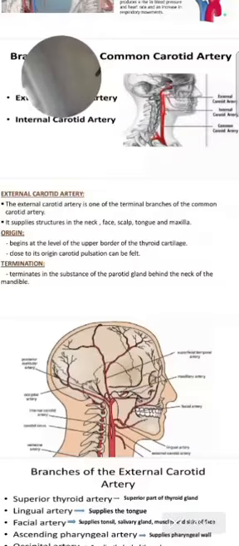So the origin: the external carotid begins at the level of the upper border of thyroid cartilage, which is very close to its origin. Carotid pulsation can be felt. And termination: the external carotid artery ends in the substance of the parotid gland just behind the neck of mandible.